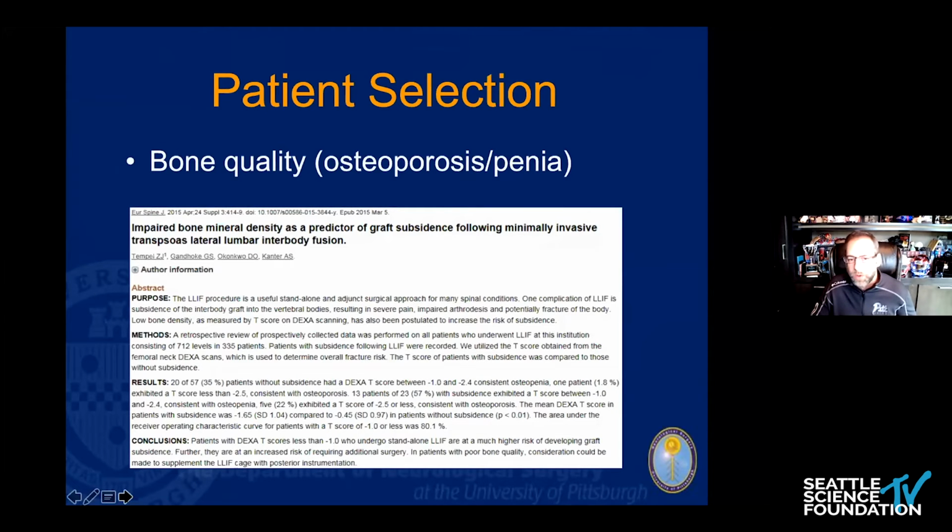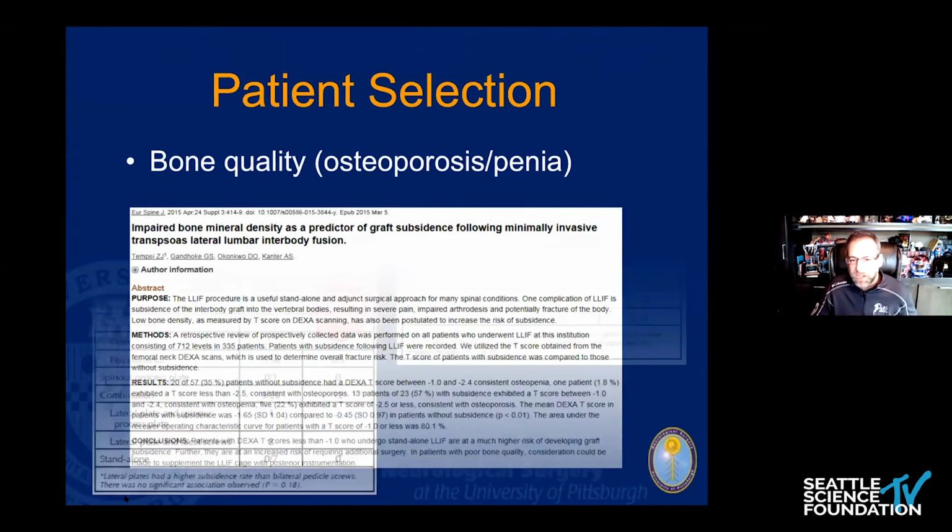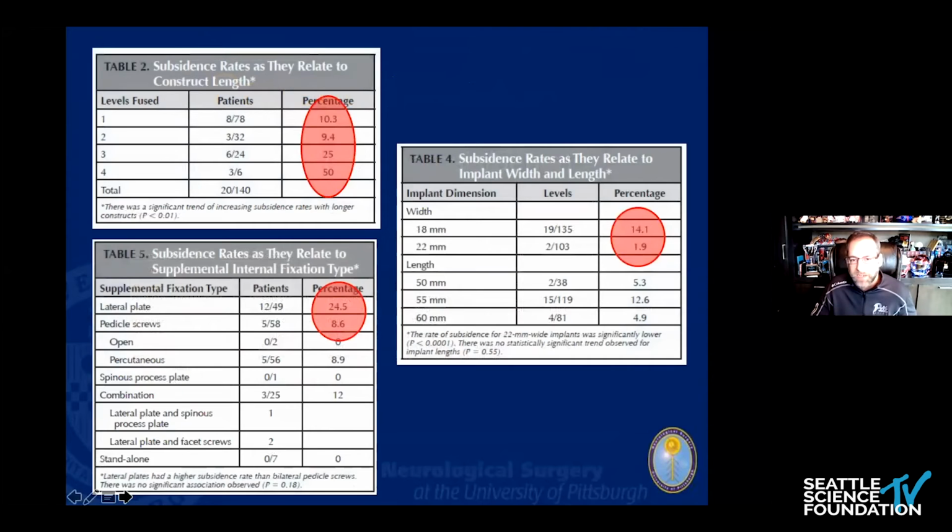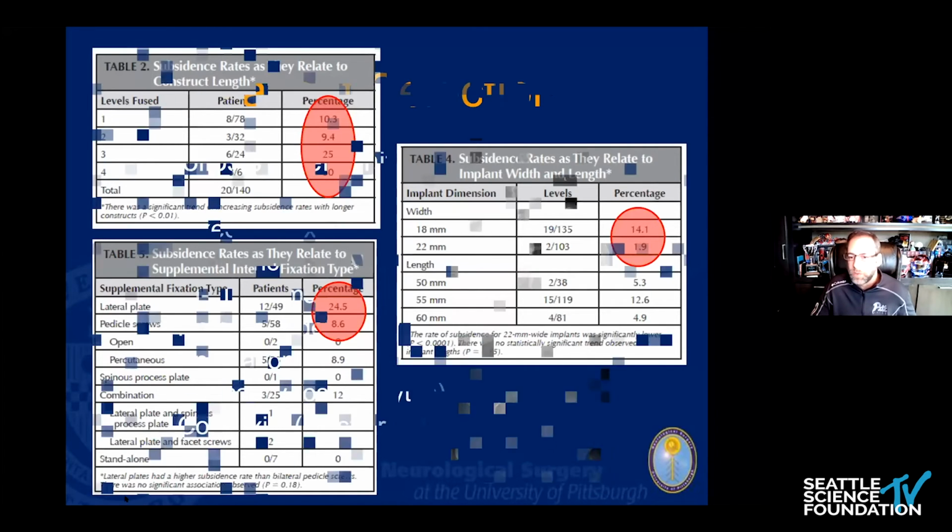Looking at their bone quality, osteoporosis, we found that patients that have T-scores of less than -1 have a much higher risk of subsiding and necessitating a secondary surgery. So these patients need to be backed up from the start. Similarly, with the number of levels fused, the more levels you're performing, the more likely you're going to need to back these up. The more rigidity you're going to get, the more likely doing so from the back is going to be beneficial.